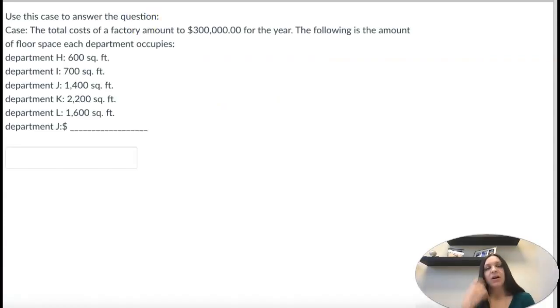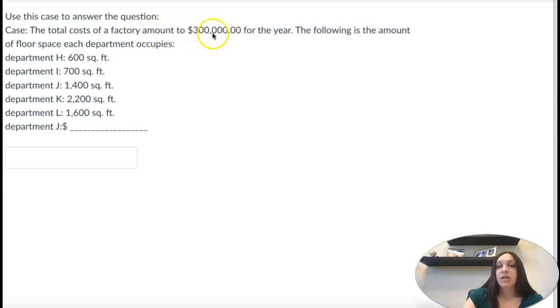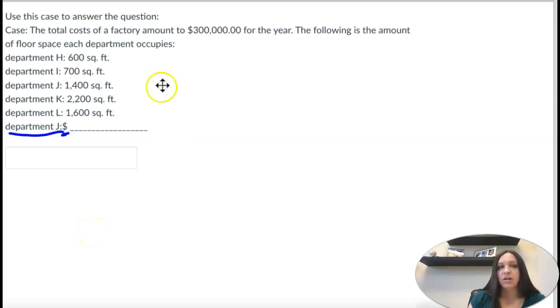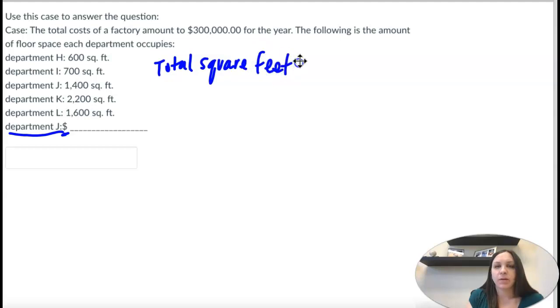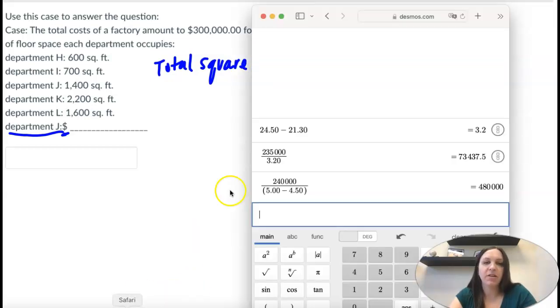The total costs of a factory amount to $300,000 for the year. The following is the amount of floor space each department occupies, split into square feet for each department. We are just trying to figure out Department J. What's the cost for Department J to run? First thing we need to do is figure out the total square feet, so we're going to add all these up.